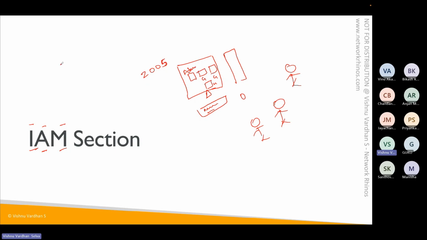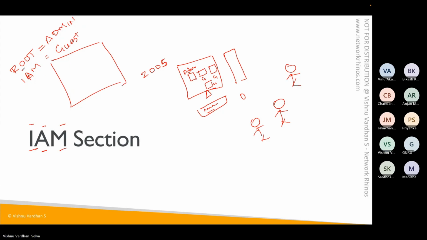See, in a similar way, in the Amazon console portal, there are two logins. One is called root login. Root is nothing but equal to the admin login in a computer. And one more login called IAM login, nothing but a guest login. So root login is actually the admin login, and the guest login is the IAM login. So first we'll learn how to create an IAM login, and we'll brief about IAM first of all.